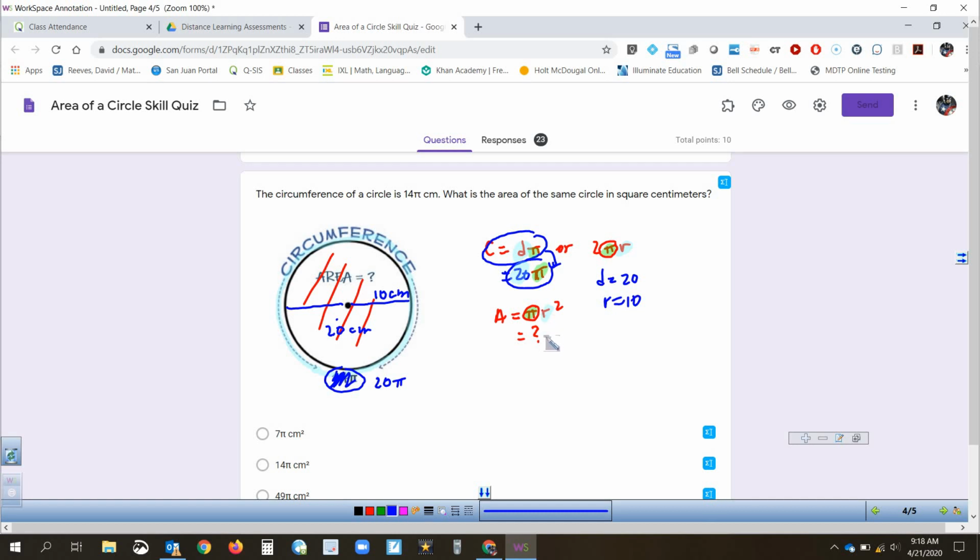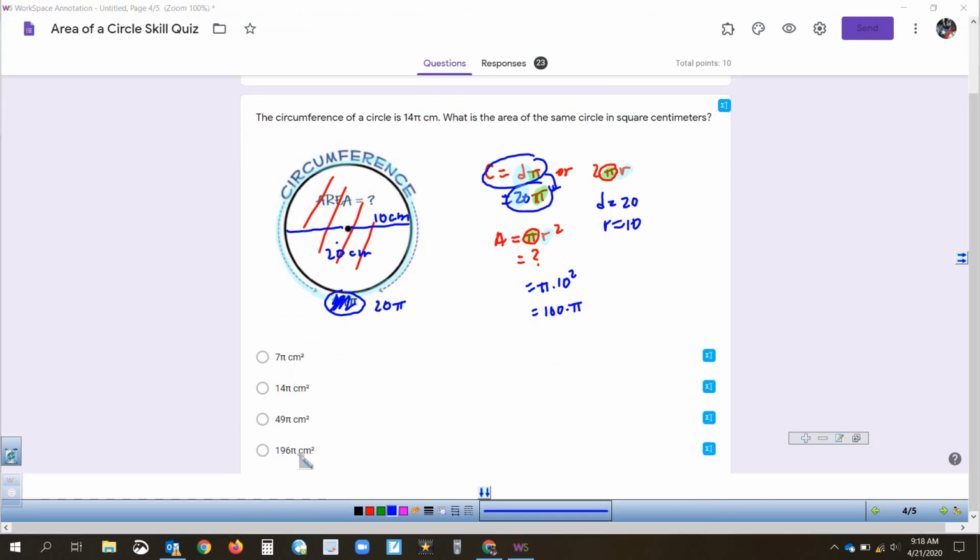So then if I went down here and I wanted to find the area, pi times, now I know that radius is 10. And it would be pi times 10 squared, or 100 times pi. And in this case, if you look at the way the answers are written, they all have the pi there. So it would be 100 times pi centimeters squared. Now again, that's none of the choices because I did it for 20 pi. You're supposed to do it for 14.